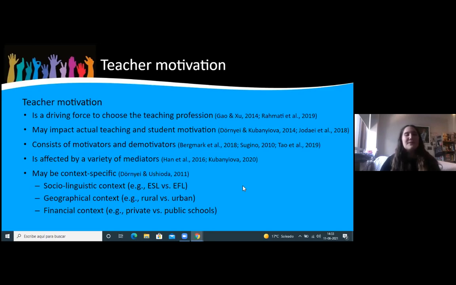It's very important to note, though, that motivation may be context specific, meaning it can change or it can be affected depending on the context where it takes place. Some of these can be the sociolinguistic context, the geographical context, and the financial context.